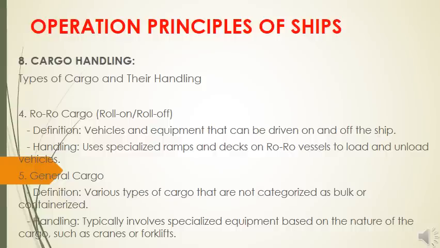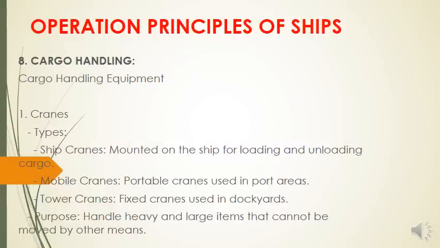The 5th, general cargo. That is, various types of cargo that are not categorized as bulk or containerized. And for the handling, it typically involves specialized equipment based on the nature of the cargo, such as cranes or forklifts. Now let's consider some cargo handling equipment.